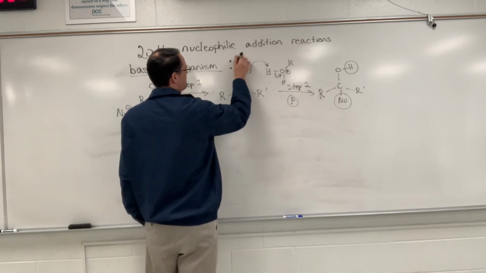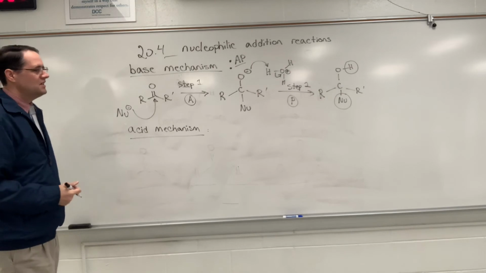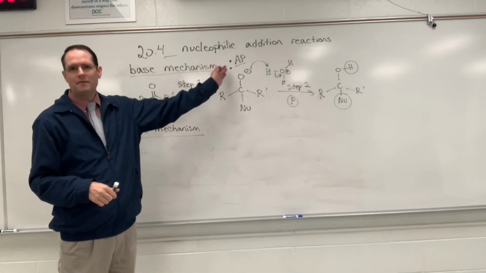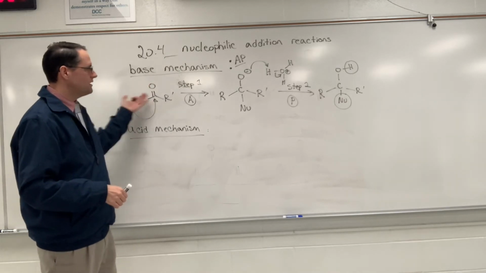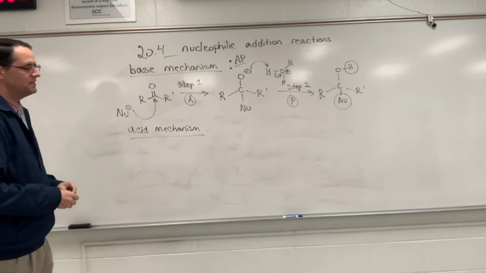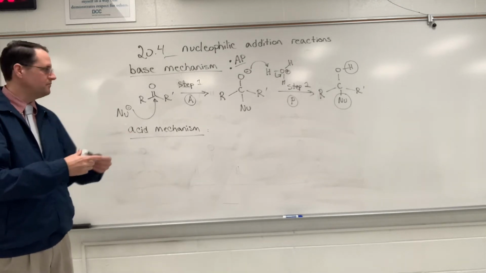So I sometimes abbreviate that AP in my courses, okay? So you'll have a long list of reagents, and some of them will say AP. That means that it's basic, and it goes through these 2 steps, all right? For the acid mechanism, it's going to be PA. It's the same steps, but they're reversed now, okay?